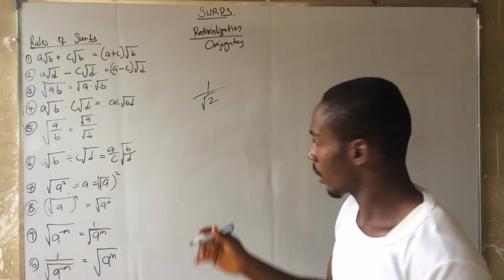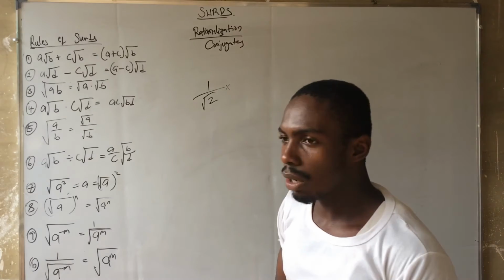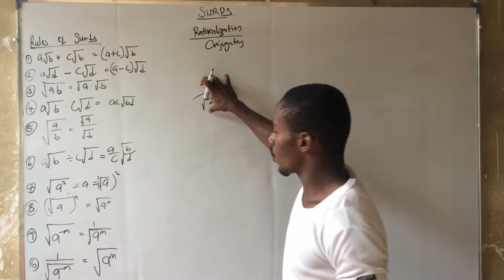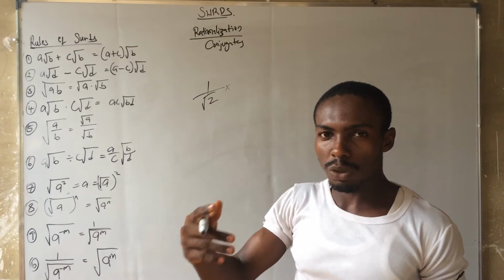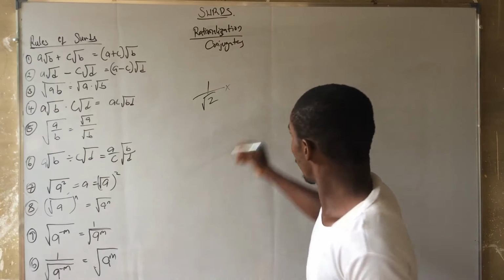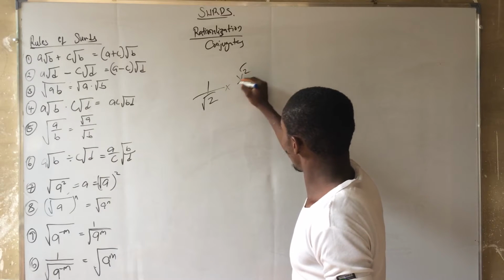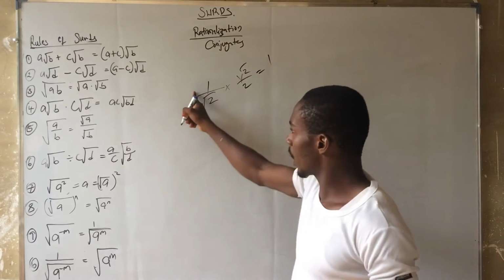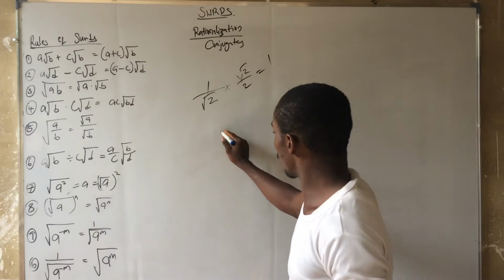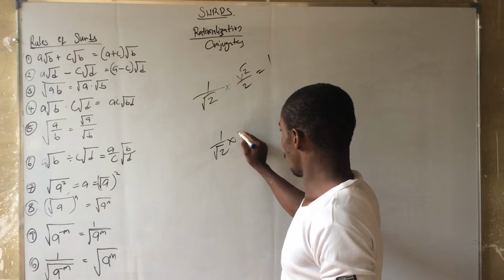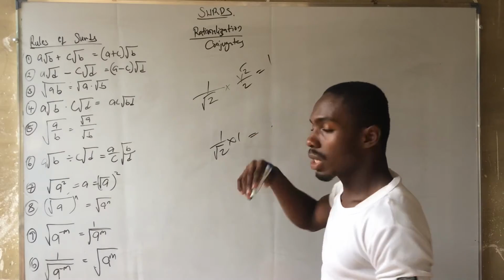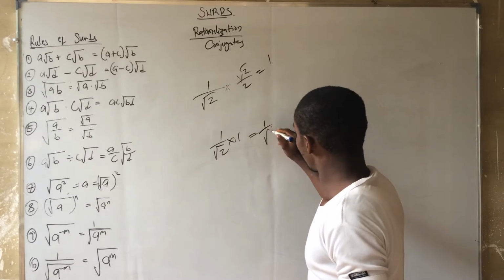more rational. So what we do now is we multiply this same thing with 1. What do I mean by 1? Root 2 over root 2 is equal to 1. And when you multiply this with 1, you have not changed anything. When you multiply 1 over root 2 times 1, it will still give you back 1 over root 2.